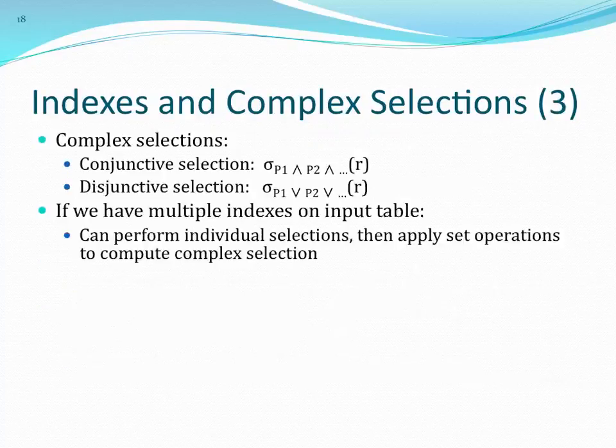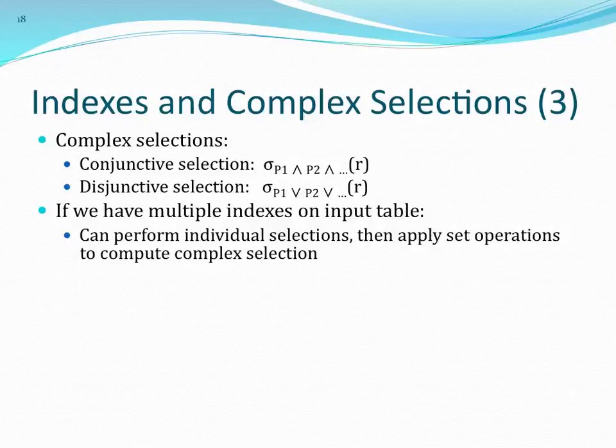Finally, conjunctive selection, disjunctive selection. So, multiple indexes on the input table. Like I was saying, we can sometimes take advantage of multiple indexes to do things like disjunctive selection by just having multiple selection clauses in our plan and then doing a union of them. You could probably just do a union all, which is fast because you're not doing any duplicate elimination. So you could do something like that.